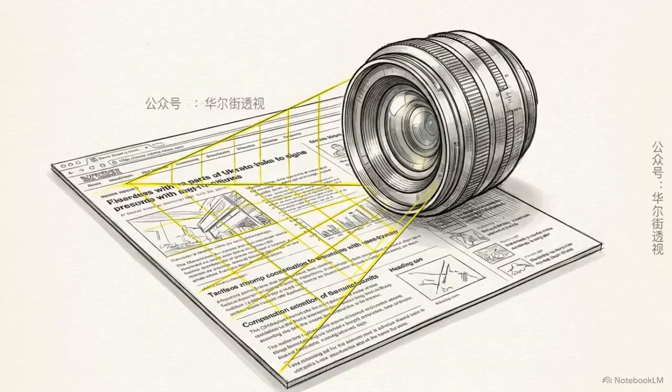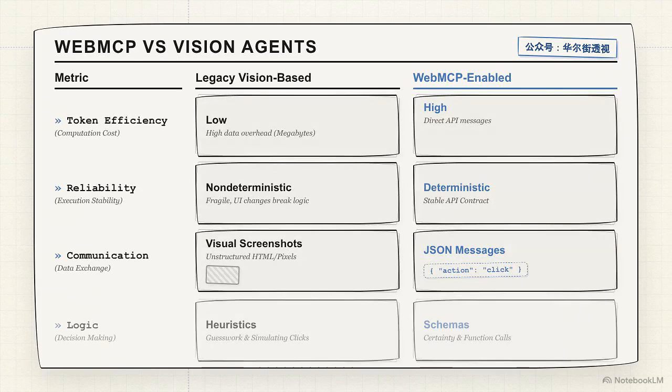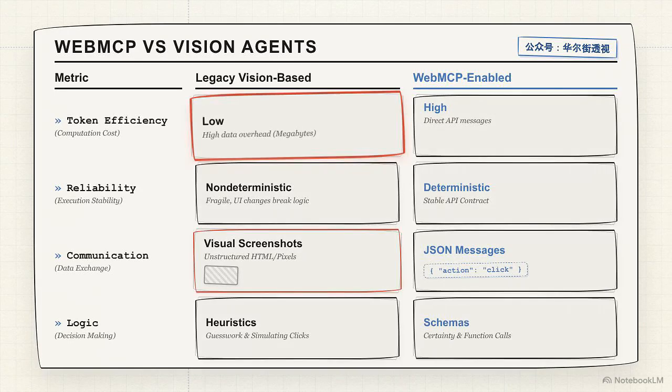To understand the need for WebMCP, we have to look at how legacy AI agents have historically interacted with the web. Most current agents rely on vision-based scraping. The AI takes a screenshot of the page, uses computer vision to find buttons and text, and then simulates mouse clicks. This comparison table shows the inefficiency of that approach.